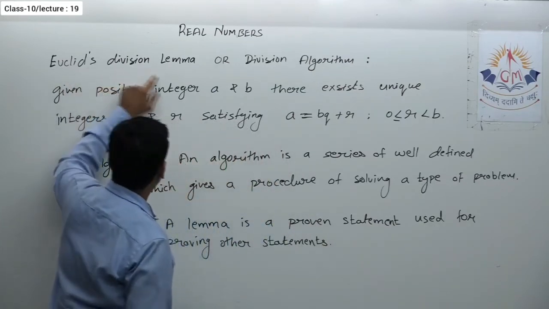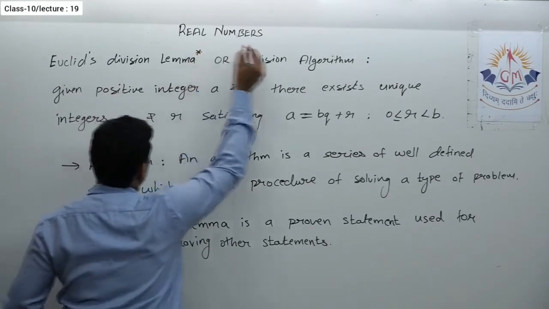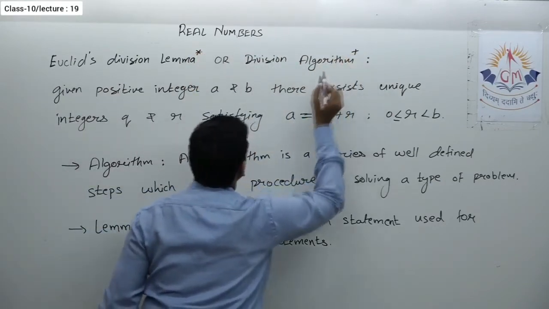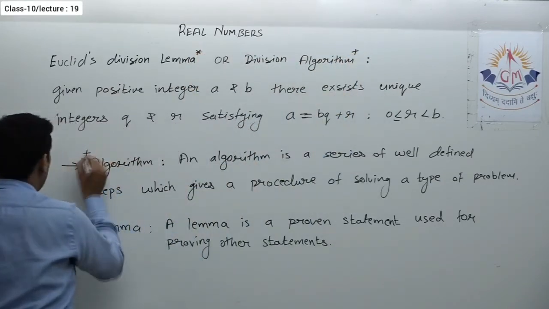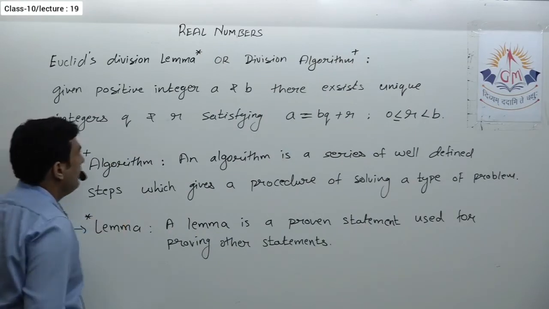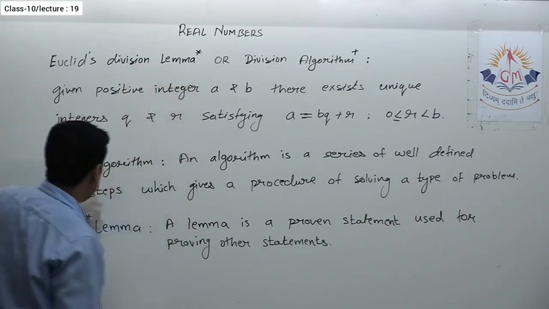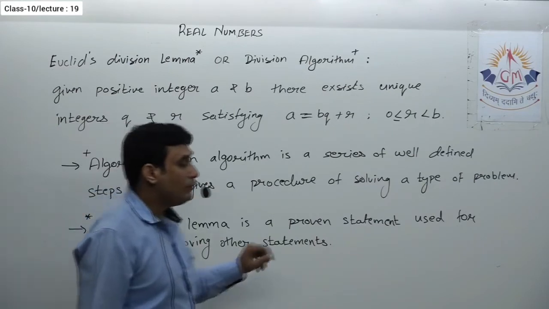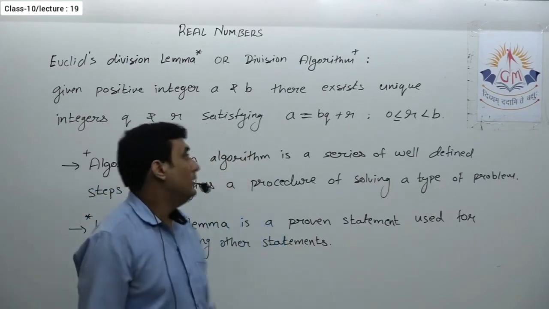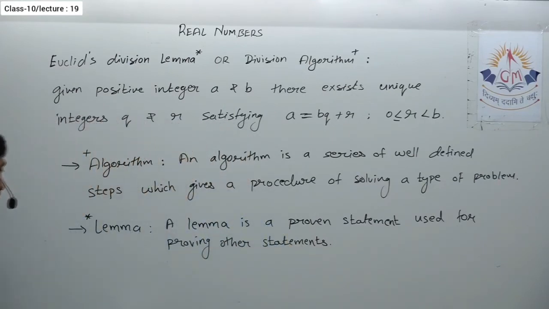So I hope you got what lemma is and what algorithm is. This is the algorithm and this is the lemma. So remember all these three things. As I told you, they can ask you this for 1 mark. So please note it down.